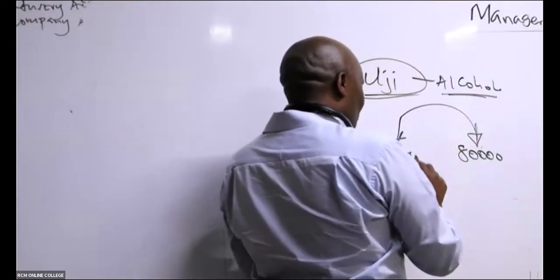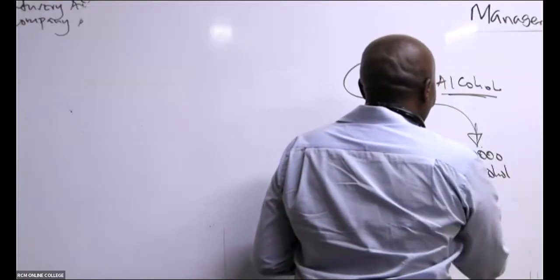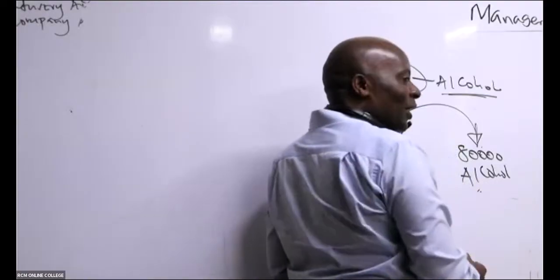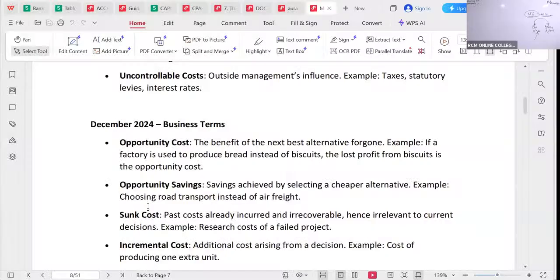So then you have two options here. Either you do alcohol this evening or you come to class. By being in class, what have you done? You saved, isn't it? That's an opportunity saved. Savings, yes. If I've assisted you to save that way, you need to share the benefit with me. Tell me this thing would have cost me this much. So opportunity savings are achieved by selecting a cheaper alternative.